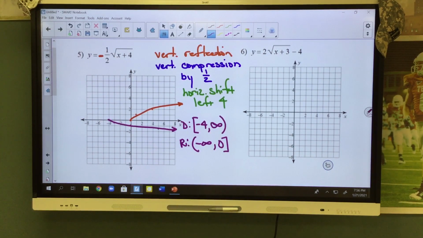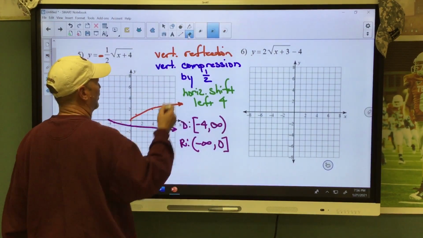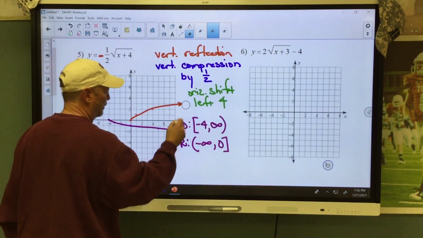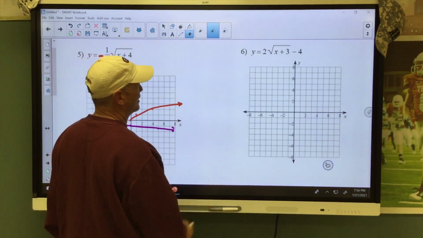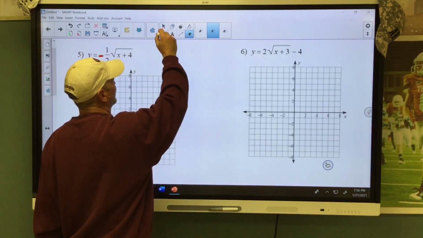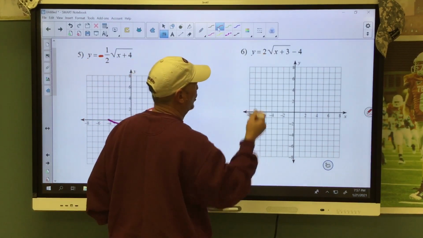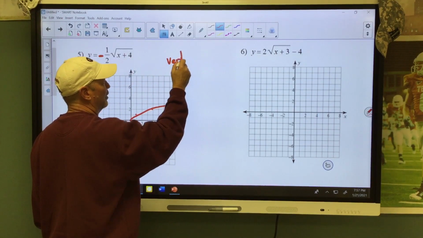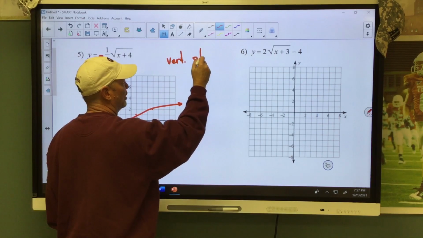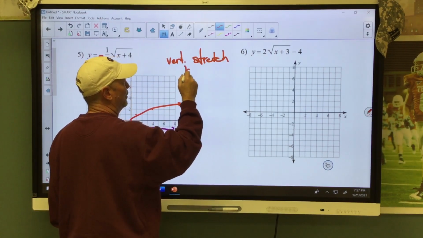All right, let's try the next example. Let me erase something a little bit, give us a little bit of room. All right, so what does this tell us? We're going to talk about our transformations. The 2 in front tells us we're going to have a vertical stretch by 2.